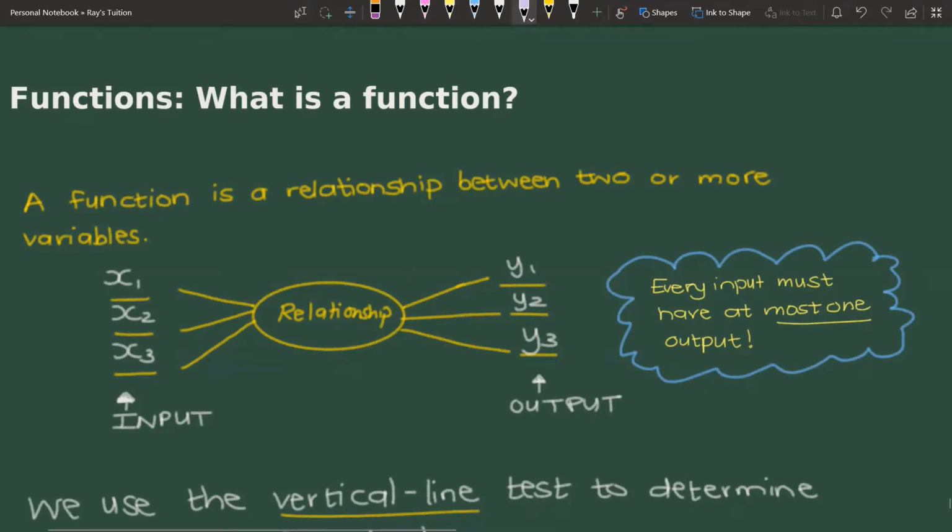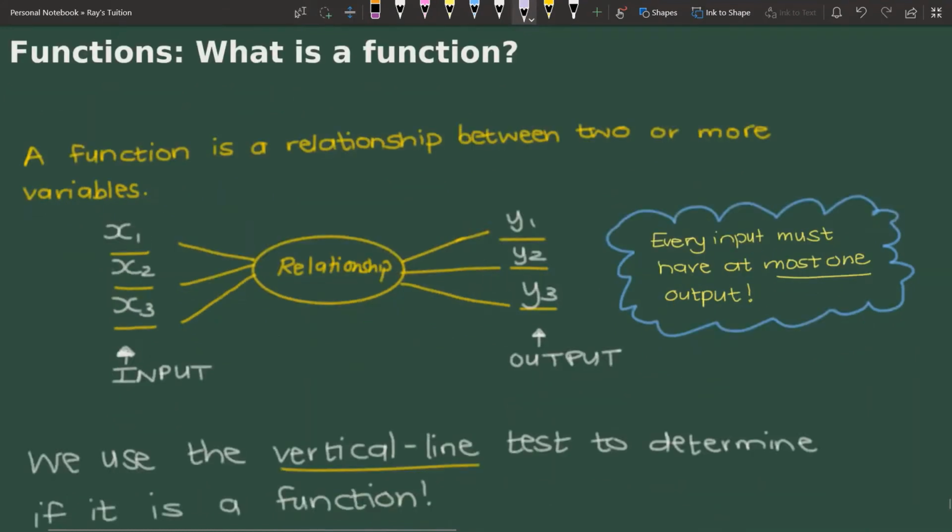Now, if this relationship is to be a function, what we have is that every input must have at most one output. So every input must have at most one output. In other words, for every x, we must have at most one y.